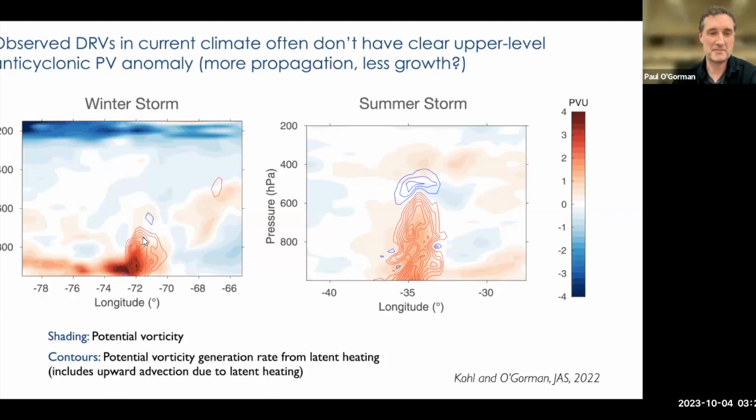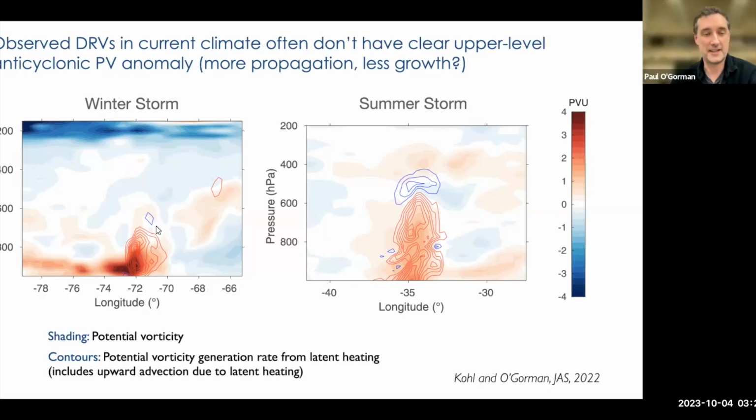However, if you look at the winter storm, now you really just see what you might call a red blob at the bottom. It's very surface confined. There really isn't much evidence of a negative PV feature here. And so this is a little perplexing, as you know, if it's growing, we would expect there to be a negative PV. However, as I mentioned, upward advection matters.